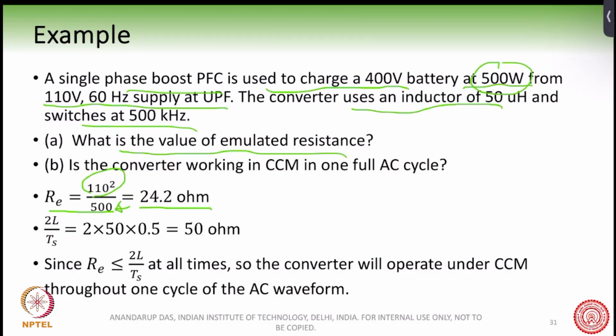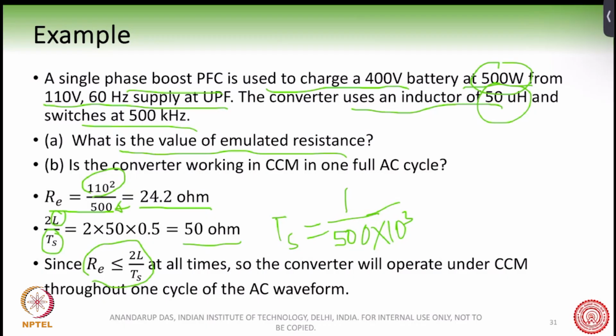Now the next part is we have to see whether RD less than 12 by TS is happening. This is the condition we want to test. The value of inductor is given, which is 550 microhenry. So 12 by TS, and what is TS? TS is basically equal to 1 by 500 kilohertz. When you substitute this value, it comes out to be 50 ohms, right?